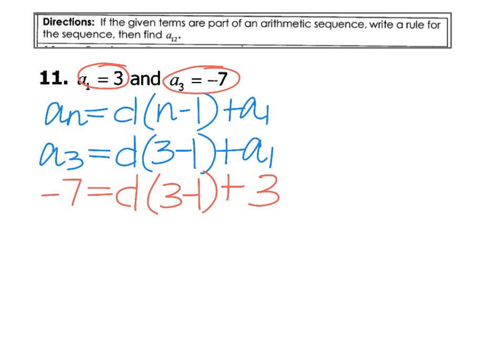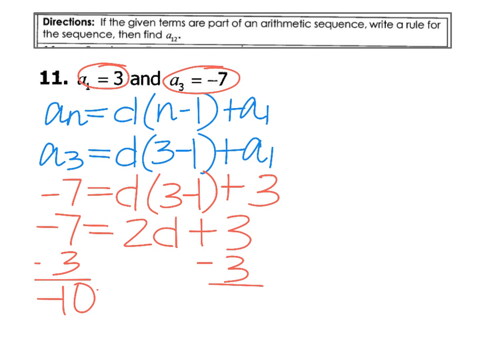Now it's just an algebraic equation and we're solving for D. So negative 7 equals 2D plus 3. Subtract 3 from both sides. Divide by 2.